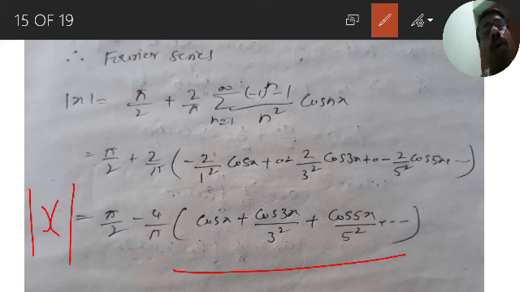Mod x is equal to pi by 2 minus 4 by pi into cos x plus cos 3x by 3 square plus cos 5x by 5 square and so on.